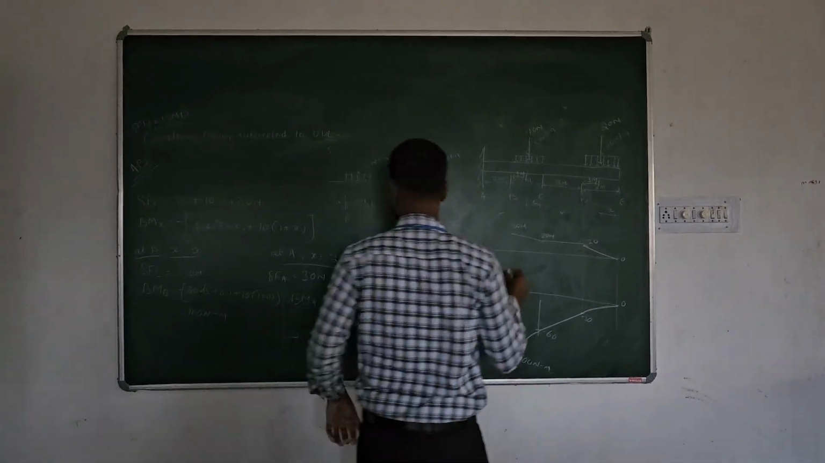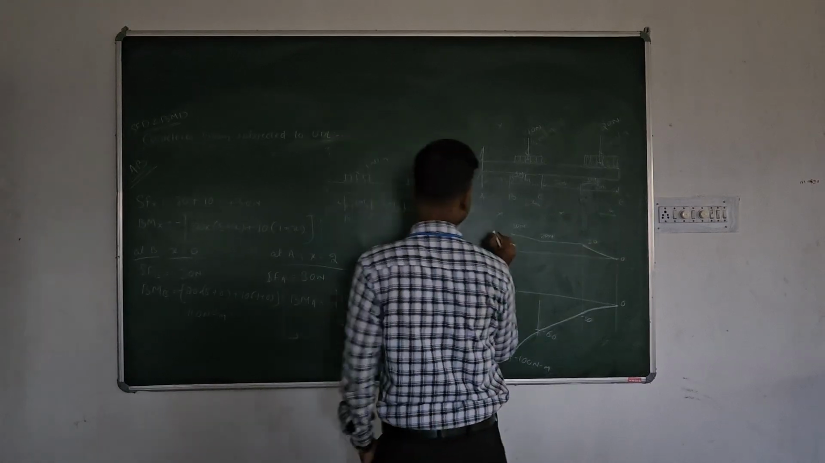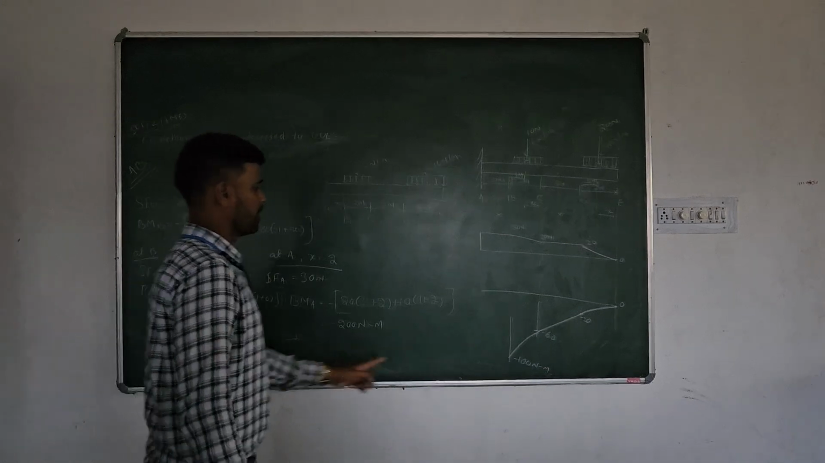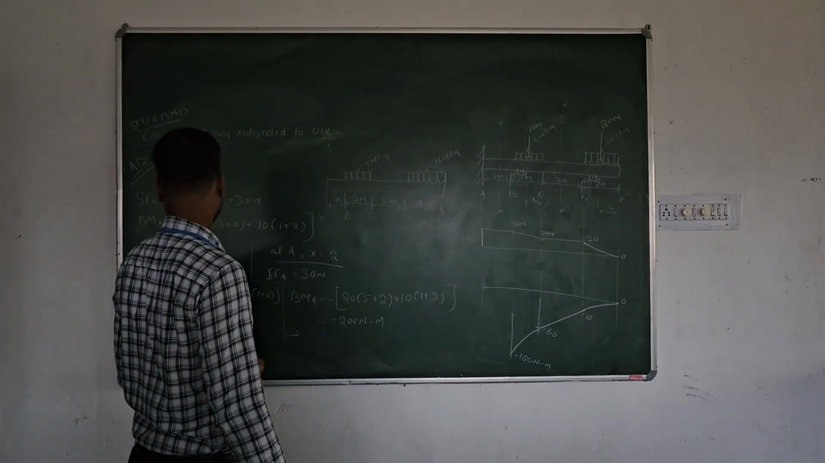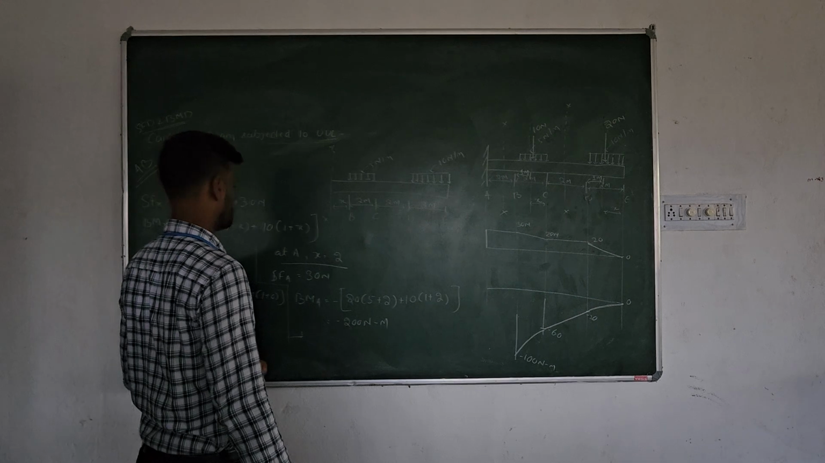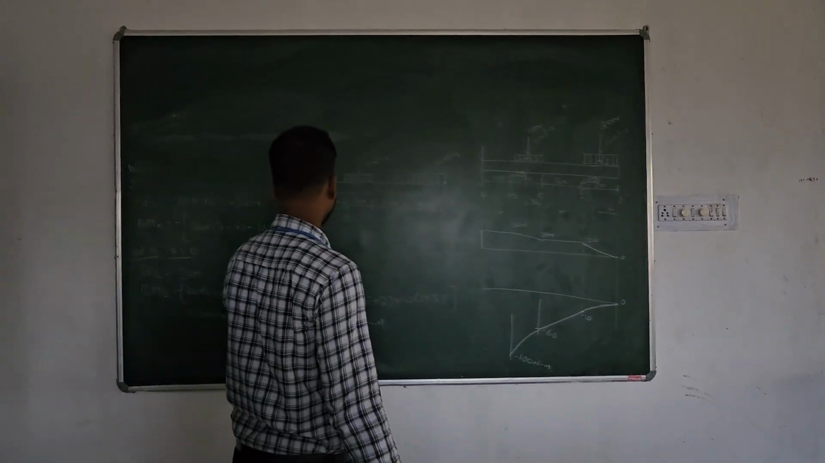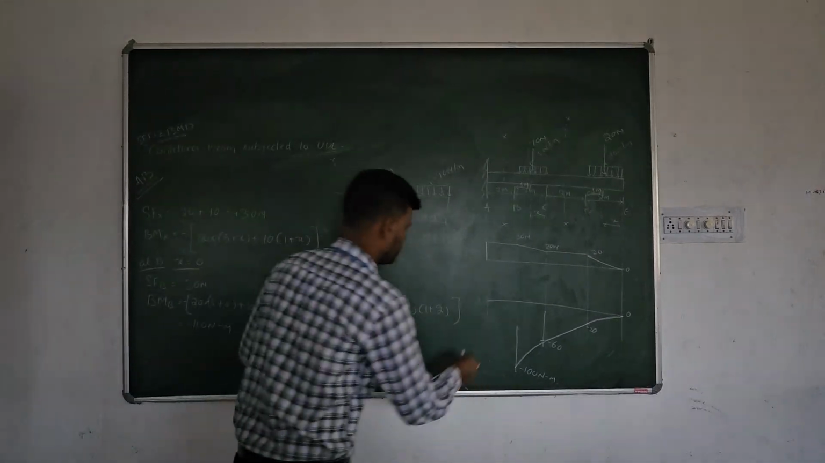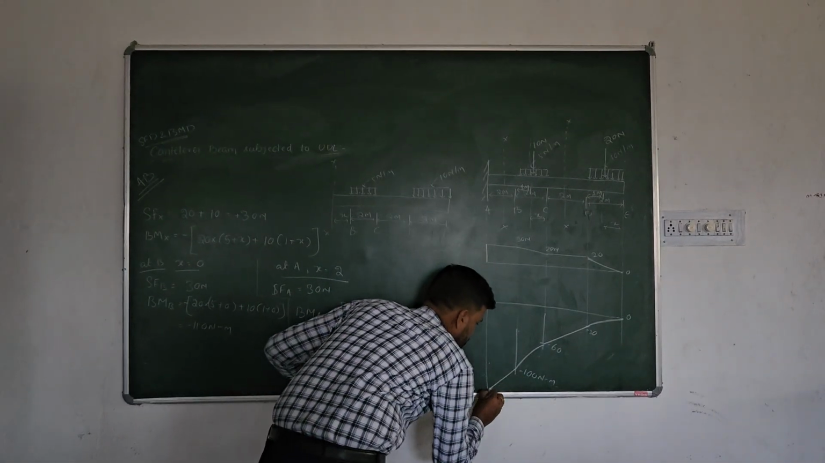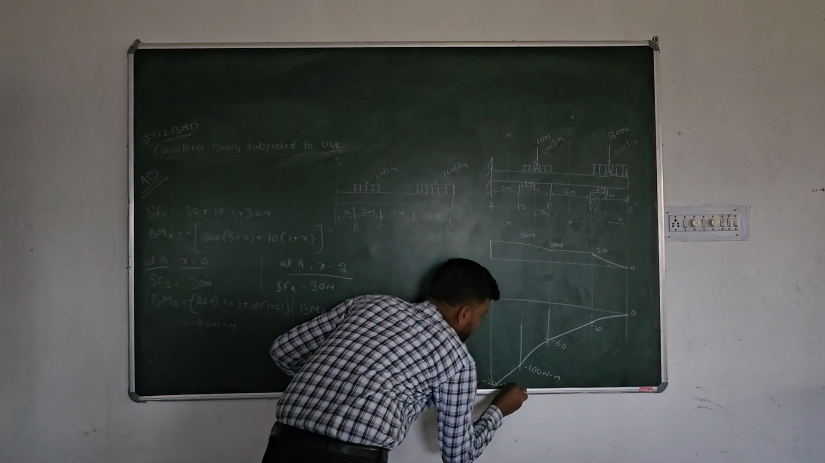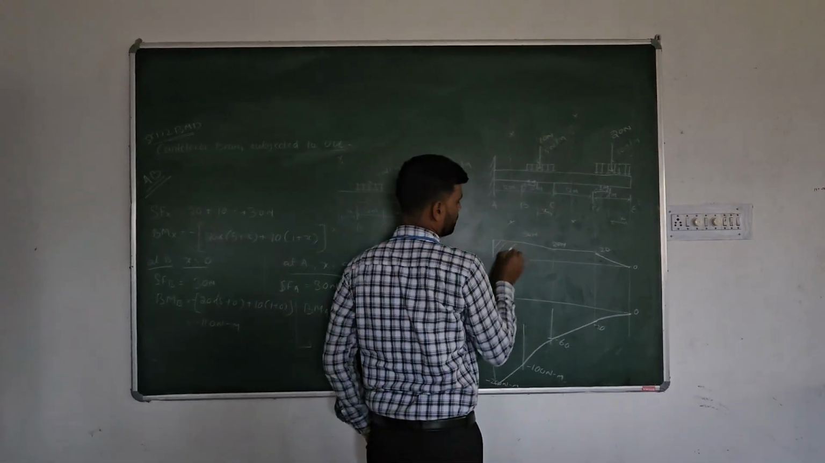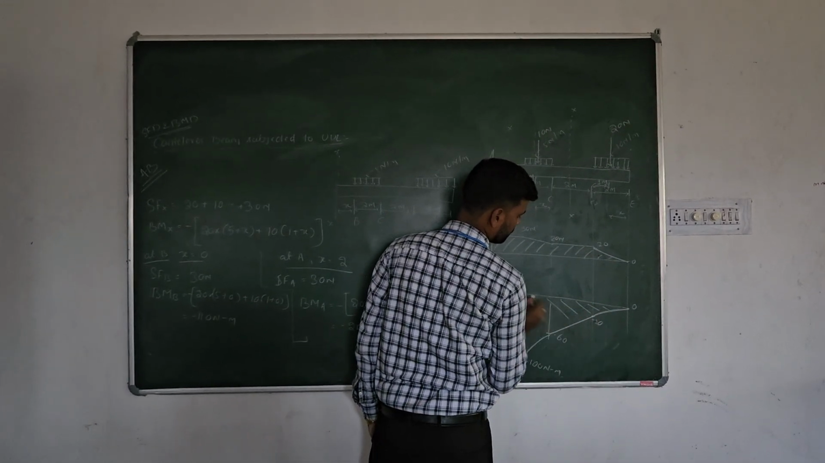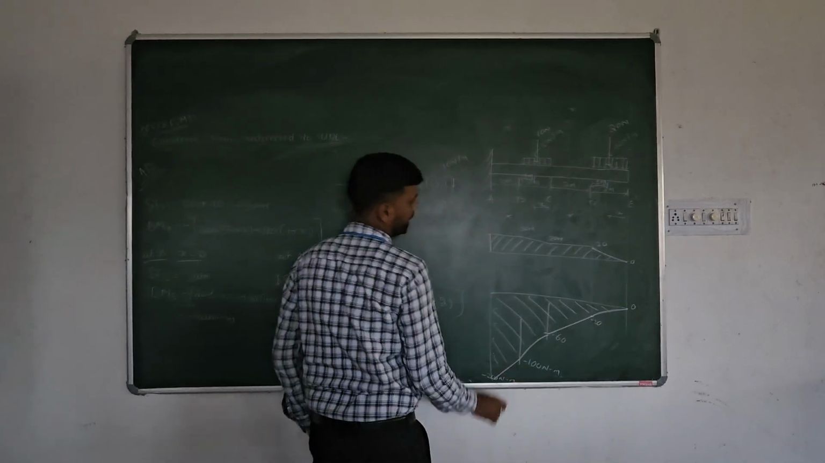Now let us draw that one. Here it is 30, here also 30. So shear force at A is also 30 Newton, and bending moment here is minus 100. And here bending moment at A is minus 200. So this is minus 200 Newton meter. Now I will highlight this one. This will be the shear force diagram, and this will be the bending moment diagram.